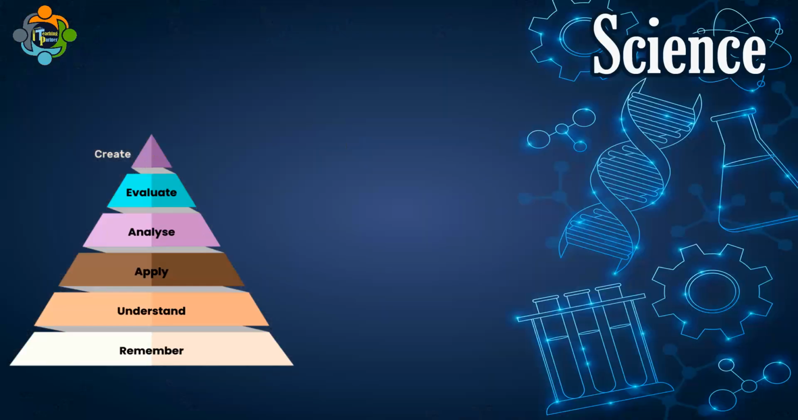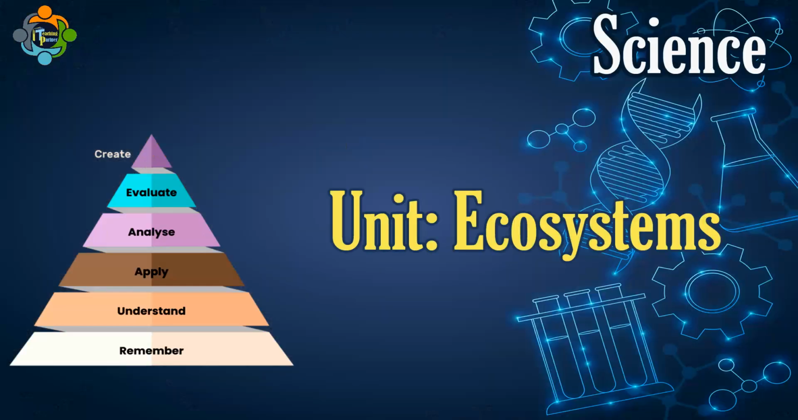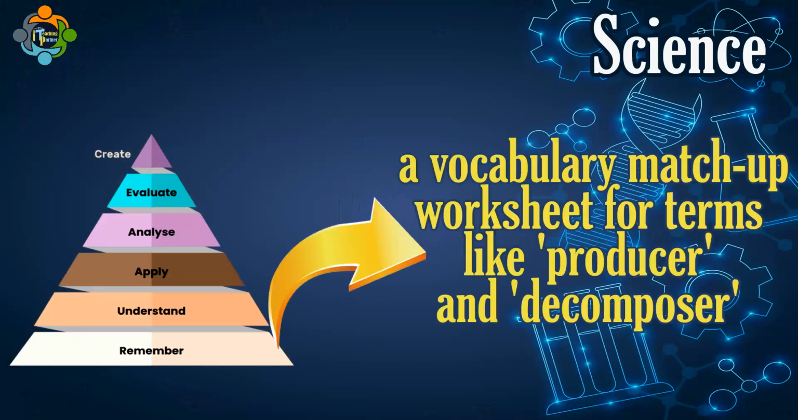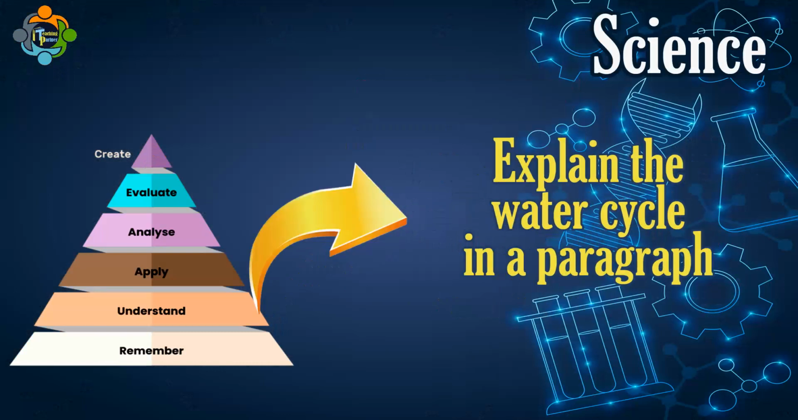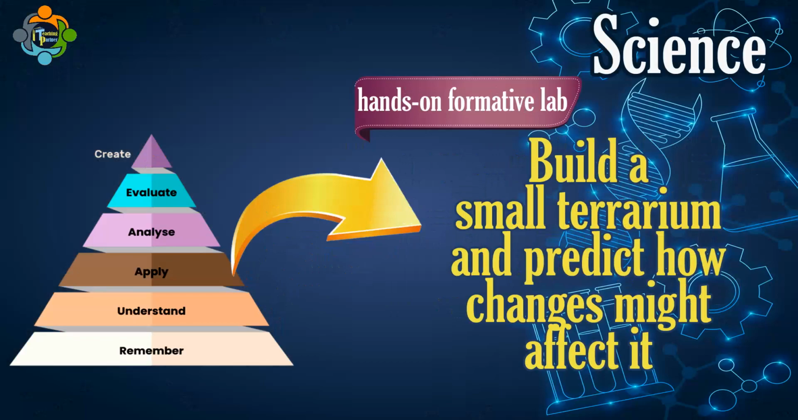Now let's apply this to science, say for a unit on ecosystems. Remembering: a vocabulary matchup worksheet for terms like producer and decomposer in a simple formative check. For understanding, have them explain the water cycle in a paragraph, another good formative step. For applying, a hands-on formative lab where they build a small terrarium and predict how changes might affect it.